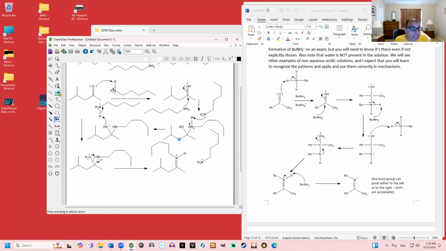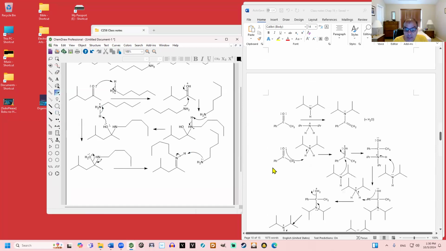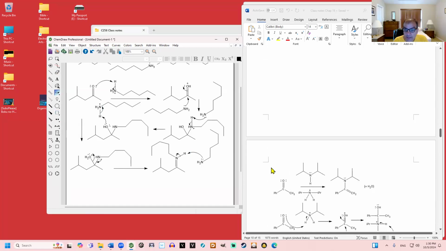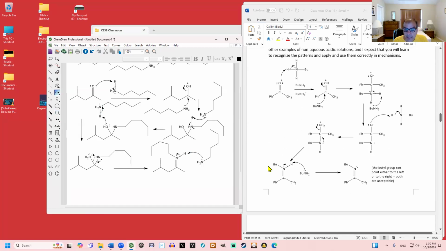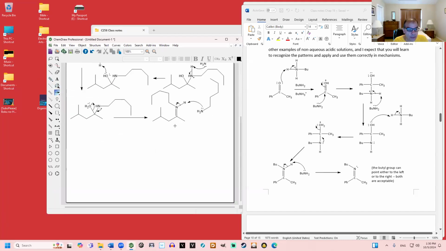If we were making an enamine instead of an imine, this wouldn't be available to us. If we were making an enamine, we'd find that the nitrogen doesn't have a proton attached. So in those cases, rather than deprotonating the nitrogen directly, which is impossible, you have to deprotonate at one of the alpha carbons. And that mechanism is also in the class notes. It's right here. But as it is, since we're making an imine, all we need to do is pull that proton off, and we are done.